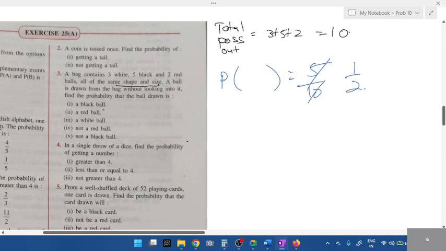Try the next one. Try this entire thing. They've given a restriction: a red ball, a white ball, not a red, not a black. Be quick.